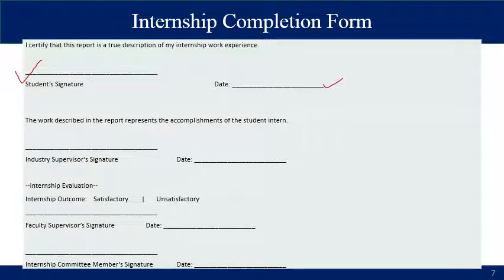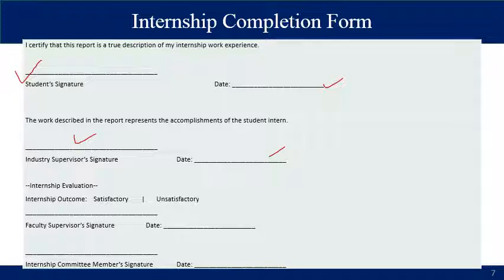And after filling in the information from the previous slide and signing here, you then have to get it signed by your company supervisor or industry supervisor, the manager of the company under which you are working in the organization. So you have to get it signed by the industry advisor along with the date, and then you have to submit it to the department.